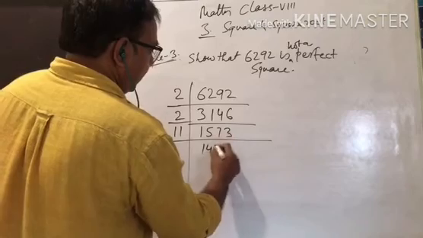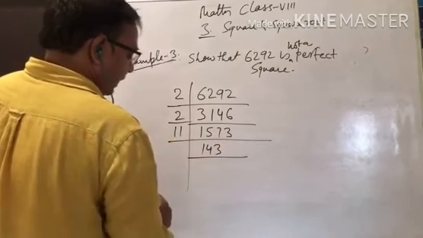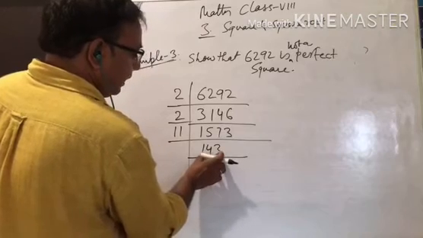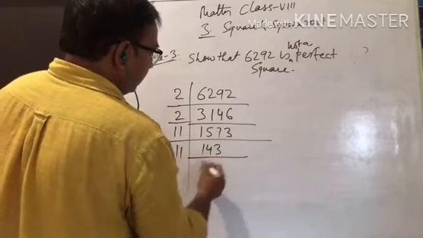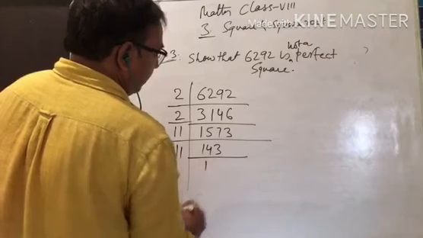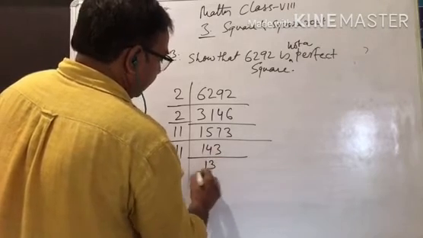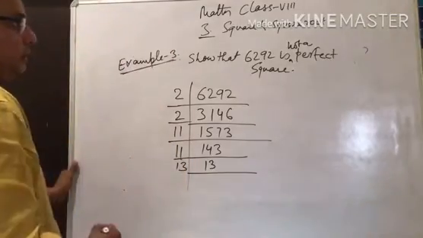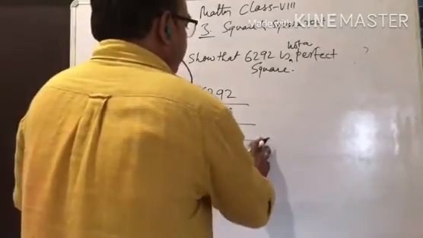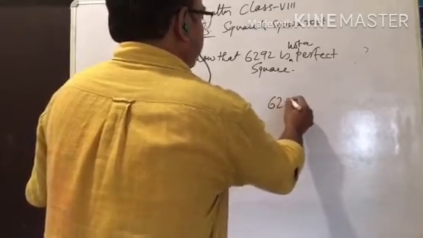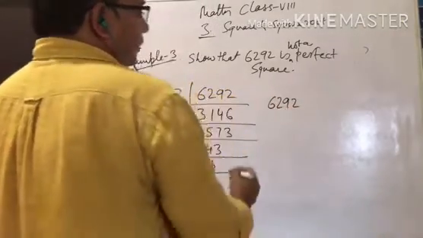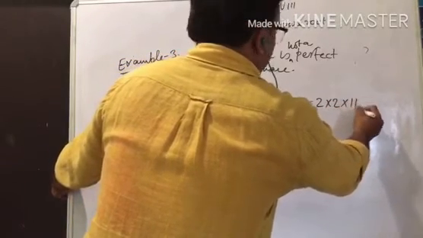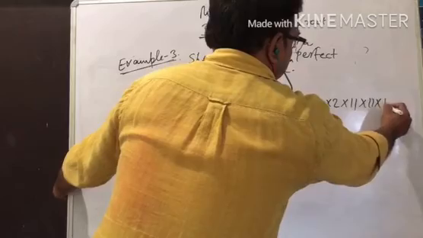Now 143: again 1 plus 3 is 4 and 4 minus 4 is 0, so this number is divisible by 11 again. It will be 13. So the prime factorization of 6292 is 2 times 2 times 11 times 11 times 13.